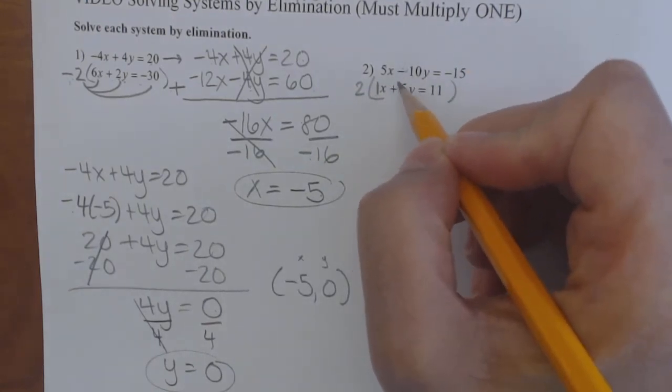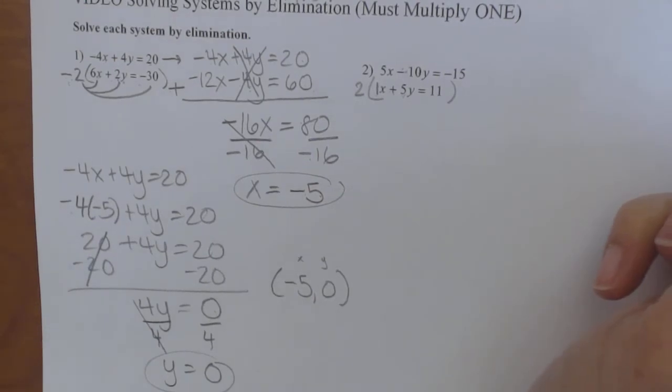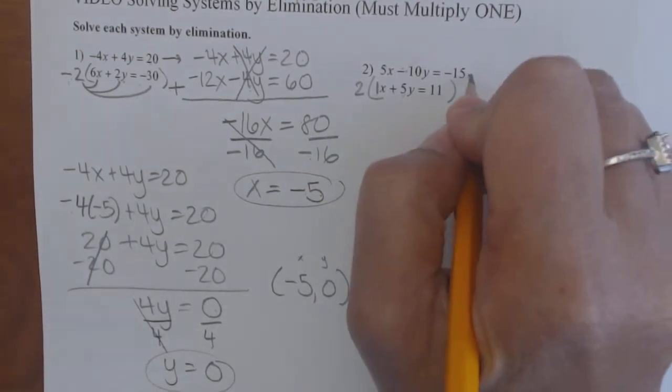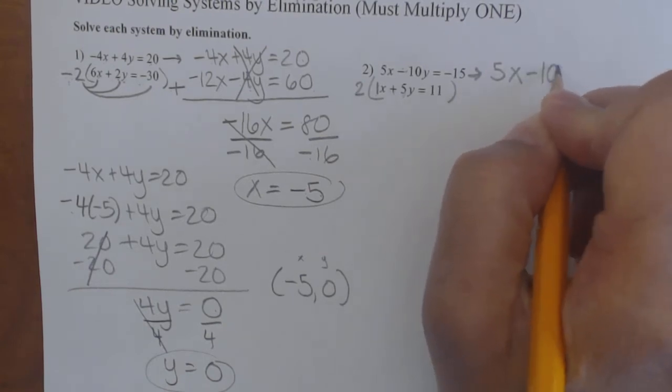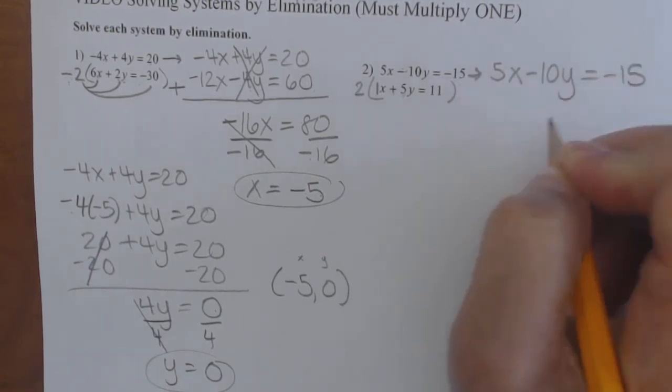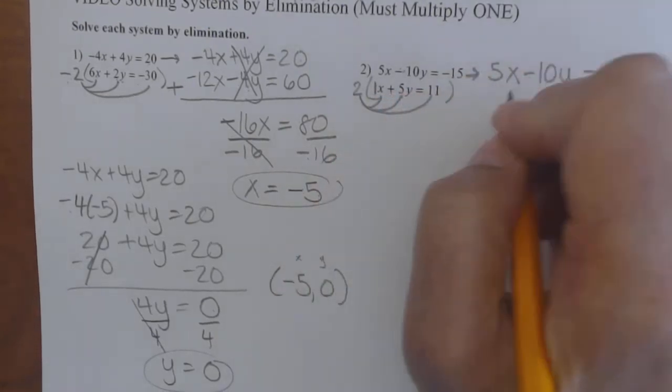Now because these signs are already opposite, we don't need to multiply it by a negative 2, just a positive one. So let's rewrite the top: 5x minus 10y equals negative 15. And now we have to multiply the bottom.